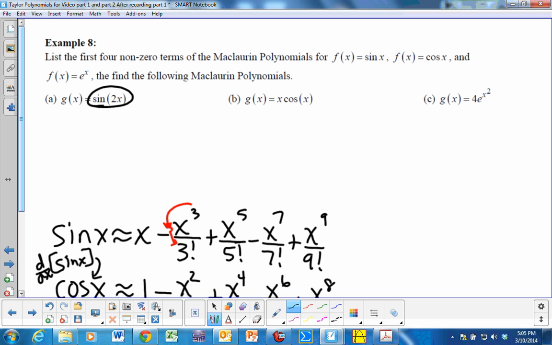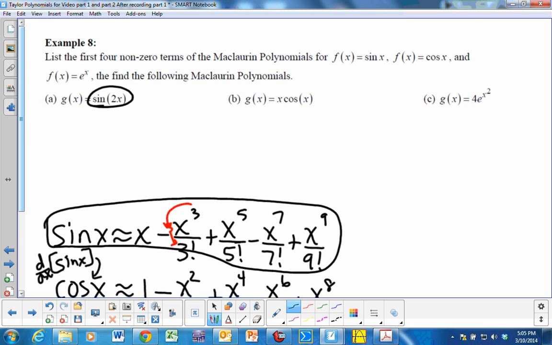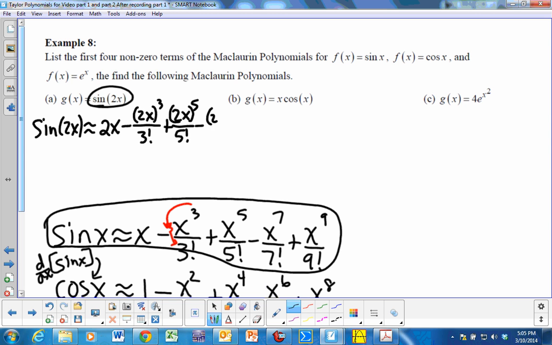So if I want to do sine of 2x, all I'm going to do is take this series right here, and I'm going to put 2x everywhere I see an x, and that's it. So sine of 2x is approximately equal to 2x minus (2x) cubed over 3 factorial plus (2x) to the 5th over 5 factorial, and it said 4 non-zero terms, so we'll go one more, (2x) to the 7th over 7 factorial. Very common to tell you to name 4 non-zero terms.